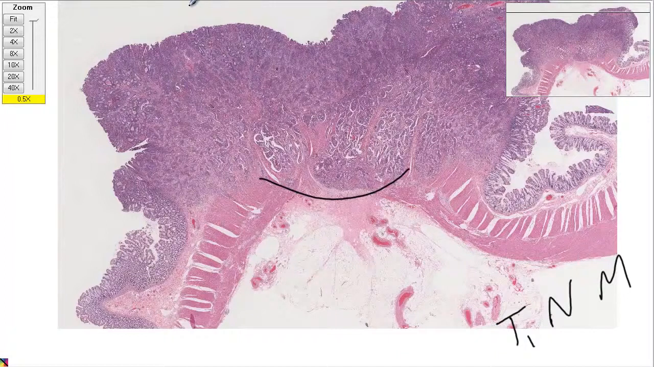Crossing the barrier sounds like the most important thing, more so than the size. Then N is, are they in the lymph nodes? The lymph nodes are nearby structures where the lymph goes, and that's one road out. The other one is metastases. So the staging has to do with all three.